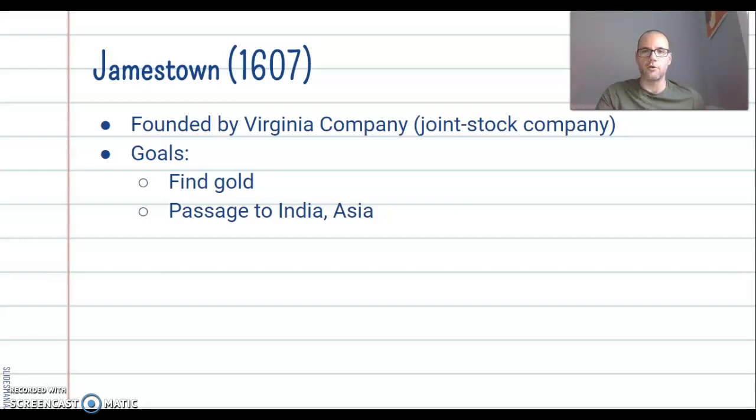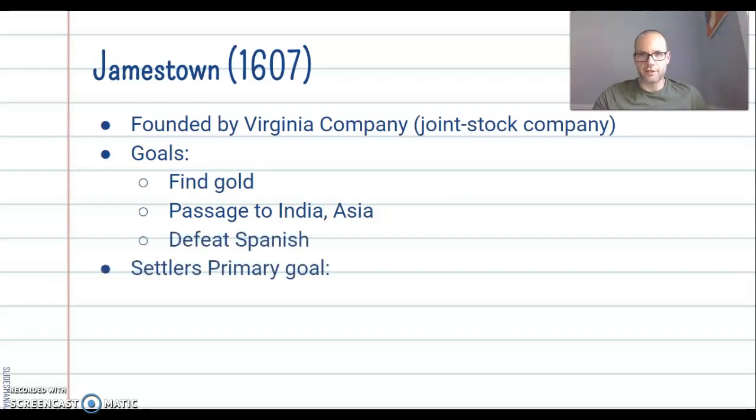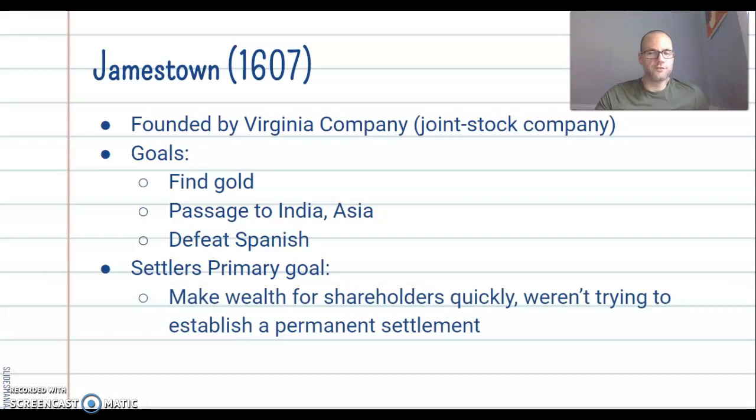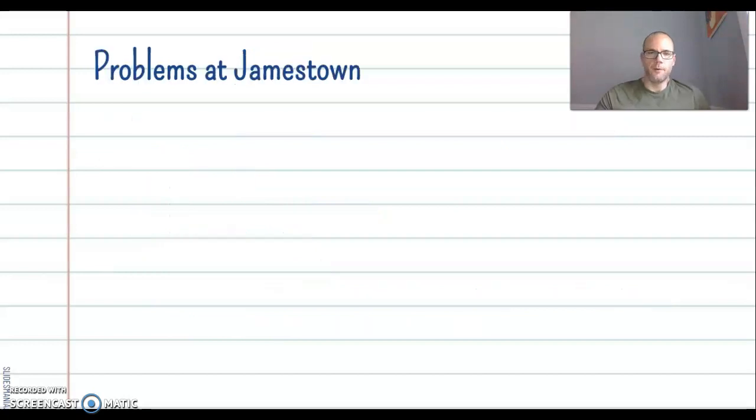They don't want to rely on Muslim middlemen who take their goods, because they wind up having to pay higher prices. They want to be able to transport it themselves. So they're hoping that this continent can't be that big. They were wrong, but they didn't know that then because mapmaking wasn't as good as it is now. And they want to defeat the Spanish. But overall, they just want to make more wealth for their shareholders and for themselves, okay? So they weren't really trying to find a permanent establishment yet, but they did.